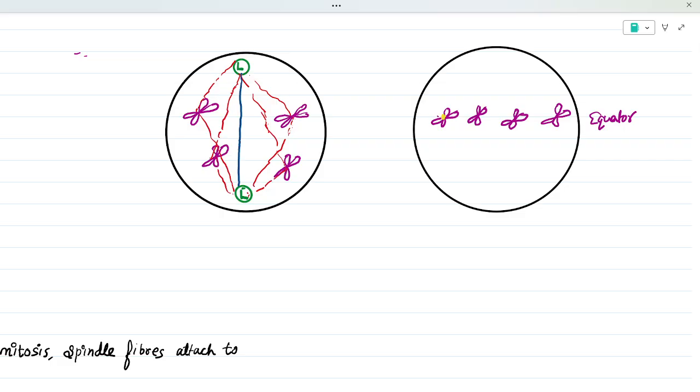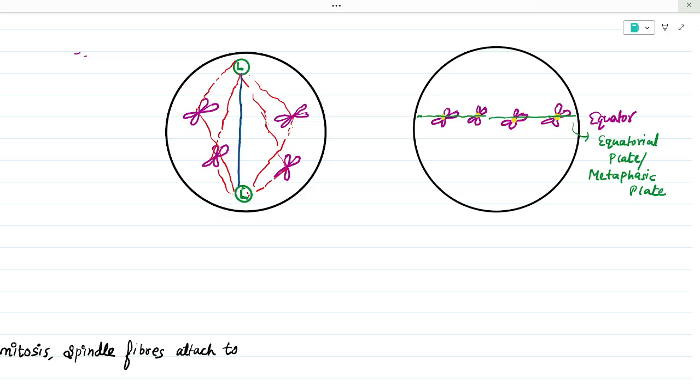This is the centromere. If we draw an imaginary line through this centromere, all the centromeres lie in one straight line, that is at the equator, and this imaginary line is known as the equatorial plate, or we can also call it the metaphasic plate.